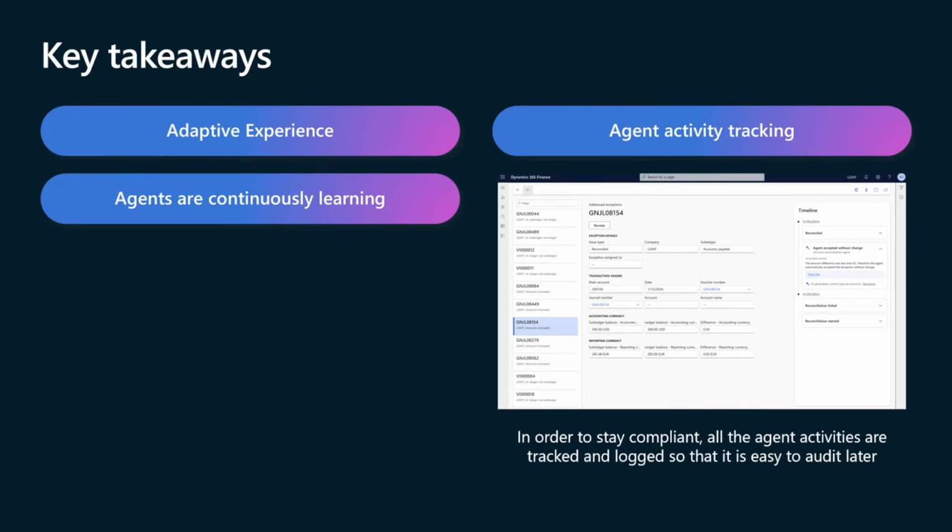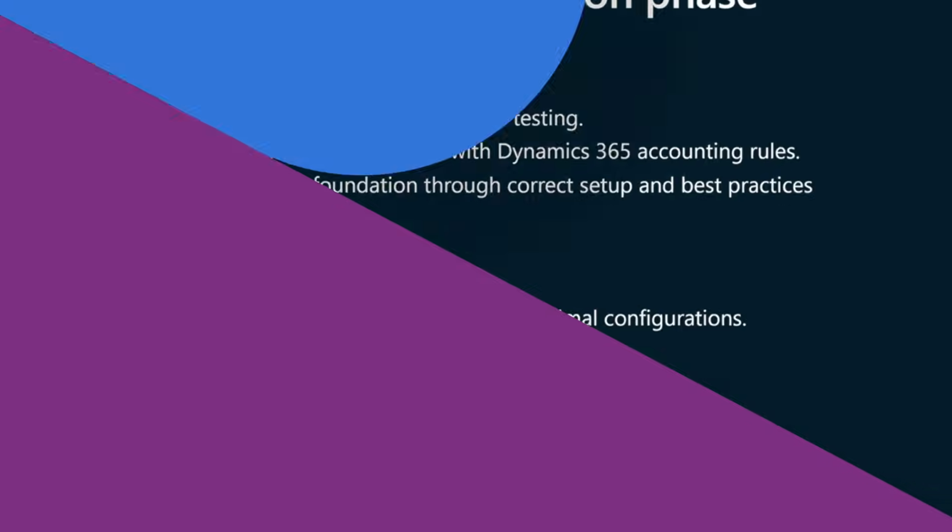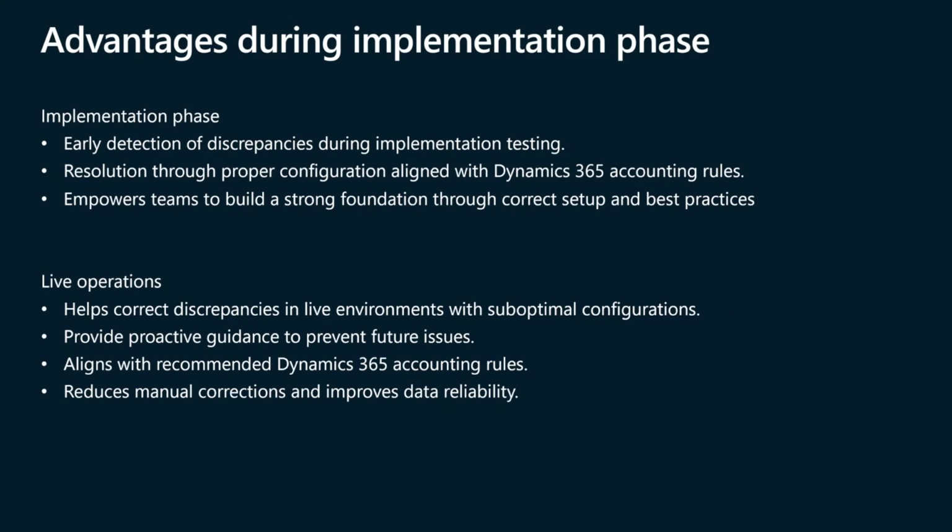Now, another key takeaway is understanding how it helps us during the implementation and after the go live. So let's look at how the account reconciliation agent supports both the implementation and the live operation phase in Dynamics 365 Finance. During the implementation, it enables early detection of discrepancies during testing, resolution through proper configuration aligned with the Dynamics 365 accounting rules for the organization, and a strong foundation built on best practices.